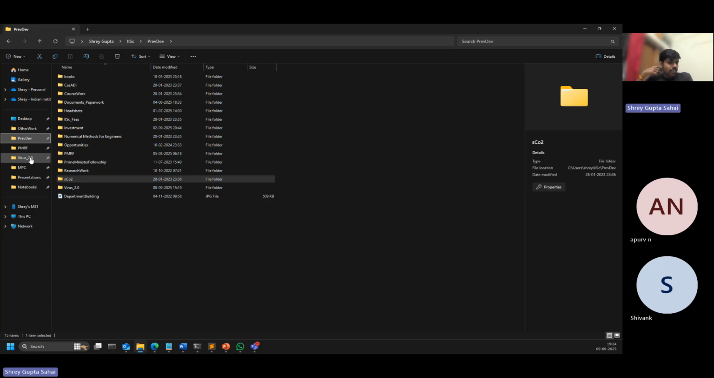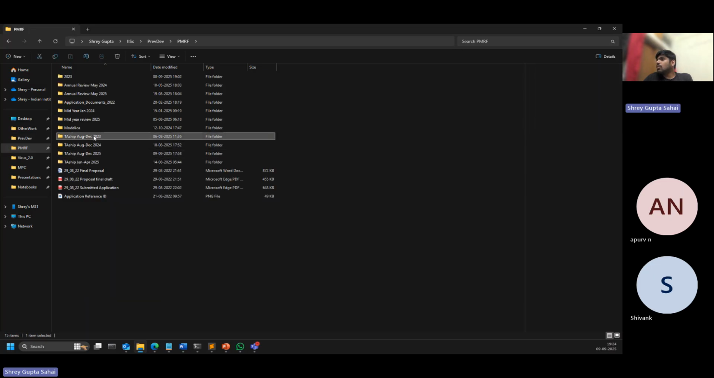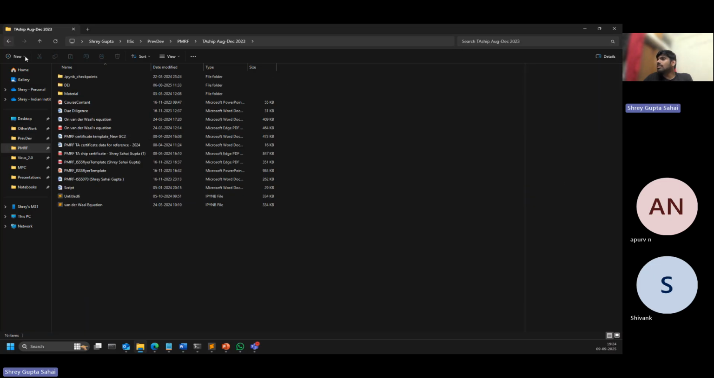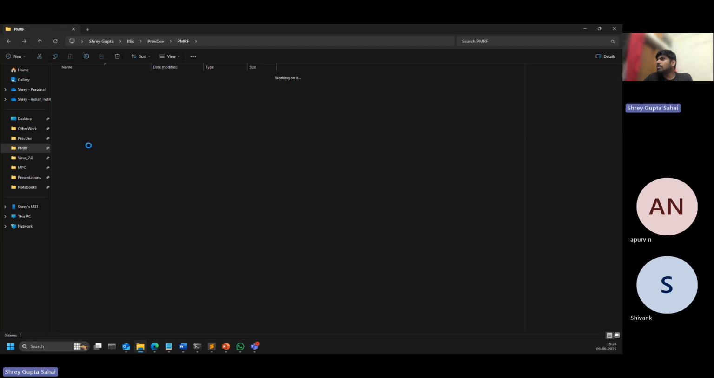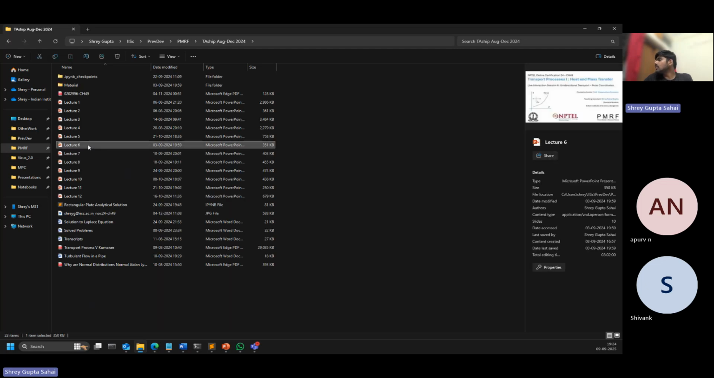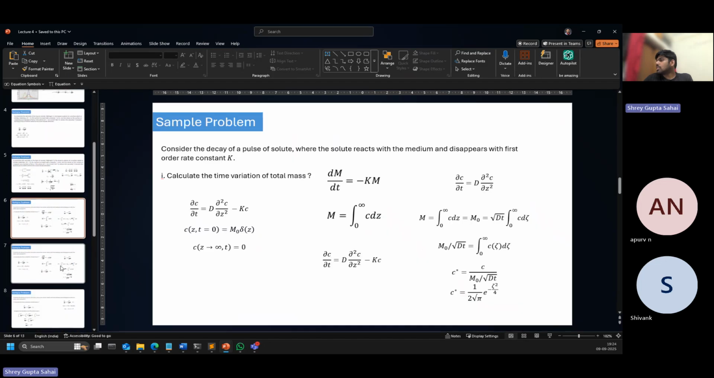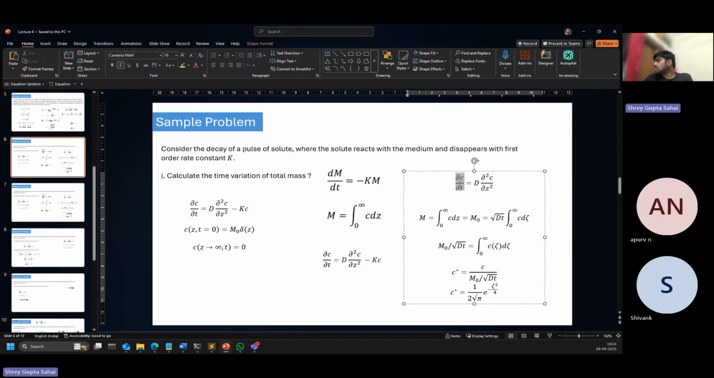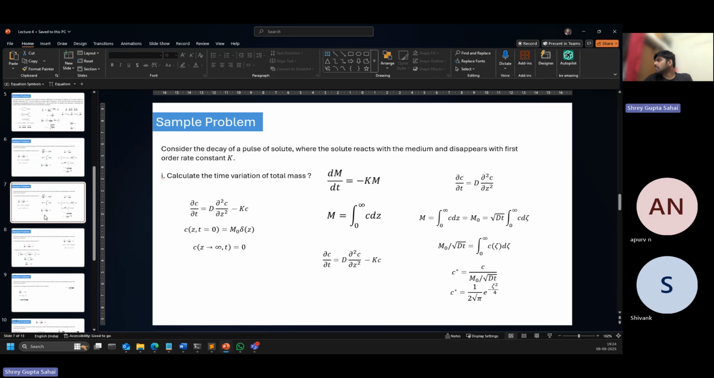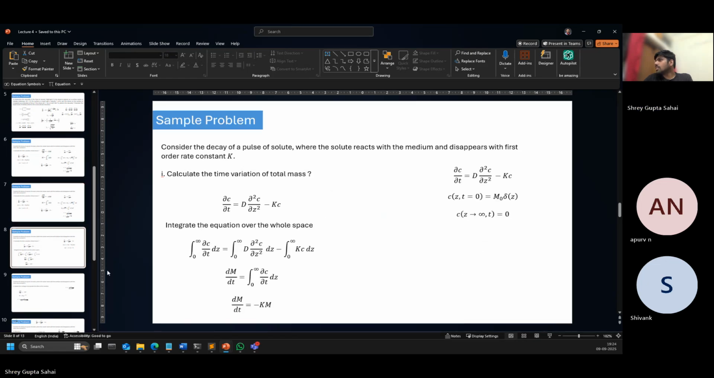Agreed. I'm taking some time here while trying to open that. Just one last time, I'll try to open this. Let me see if I have everything here. Unidirectional transport, polar coordinates. No, this is not it. Yeah, I think this is an eigenvalue problem. Let me check.